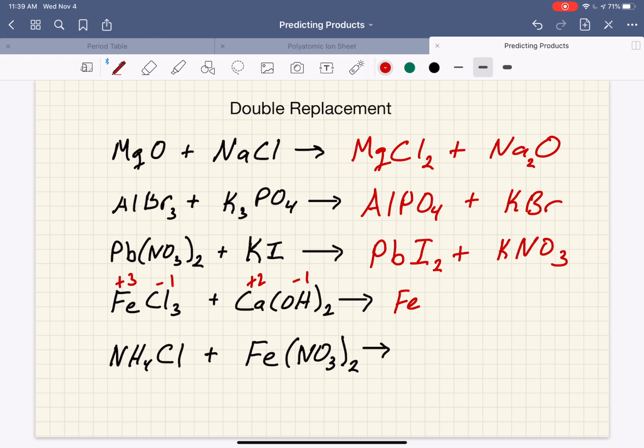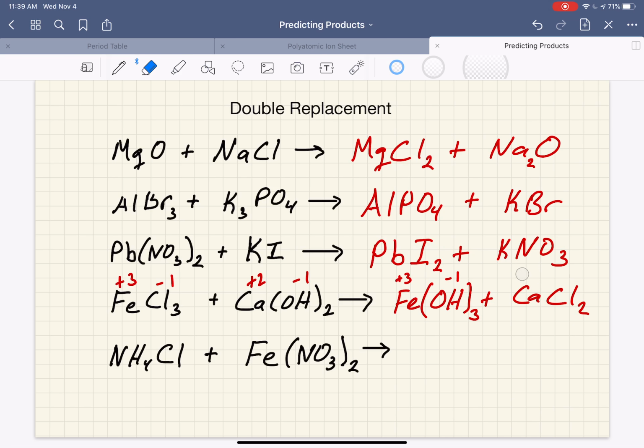We end up with an answer then of iron and hydroxide and calcium and chlorine. Charges stay the same. +3 for iron, -1 for that hydroxide, +2 for the calcium, -1 for the chlorine, and now we can add subscripts. 3 there. Notice the parentheses because I need to have 3 of that thing, that package. And then over here, 2 for that chlorine.